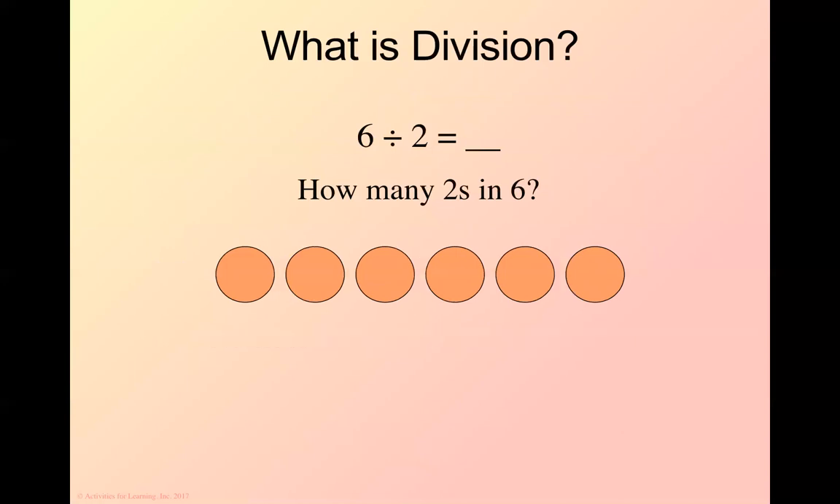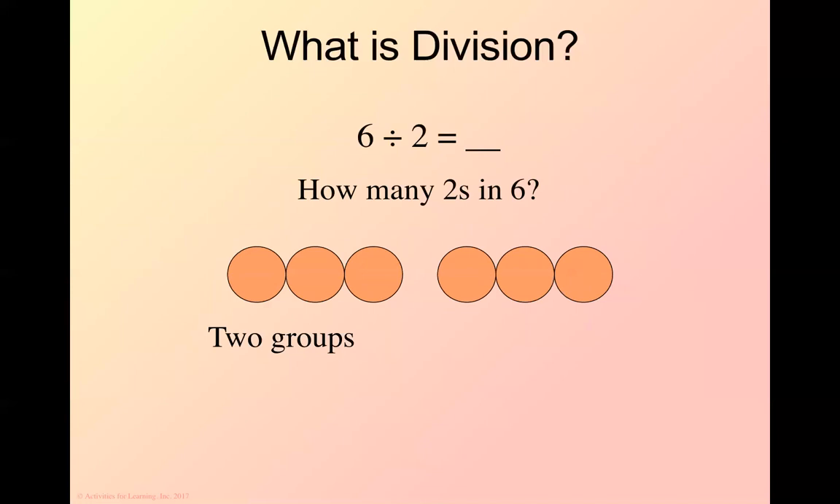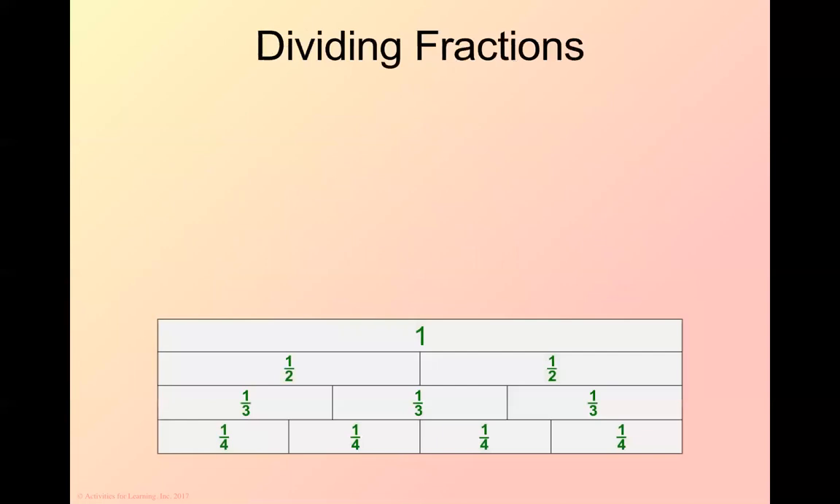There's another way of looking at it, by asking how many of these dots I can put into 2 equal groups. So here I'm going to put them into 2 groups. There's 3 in each group. That's the other way of looking at division. We need to know both of those so that when we look at fractions, we don't just look at it one way or the other. We need to see it 2 different ways.